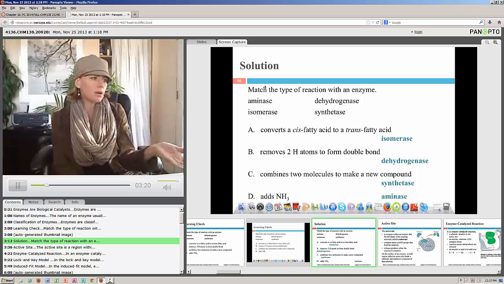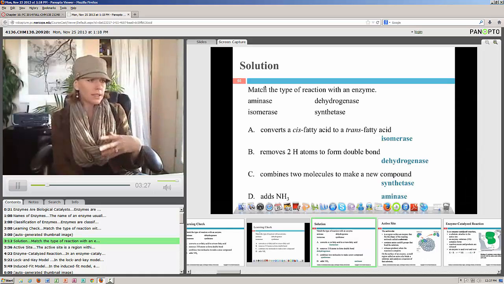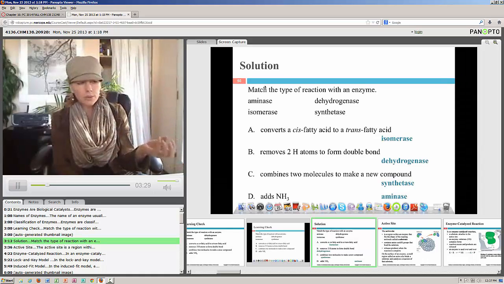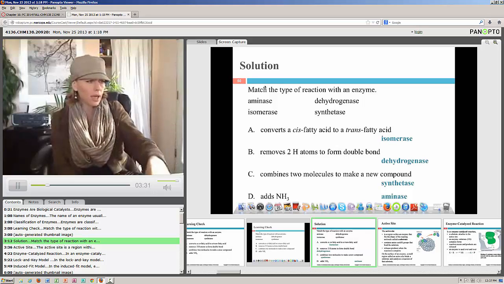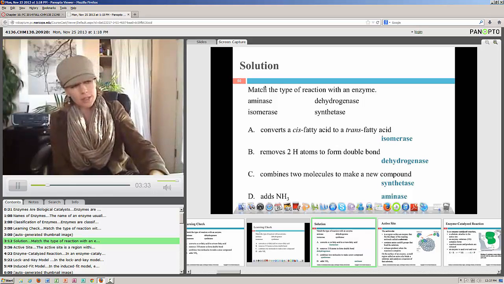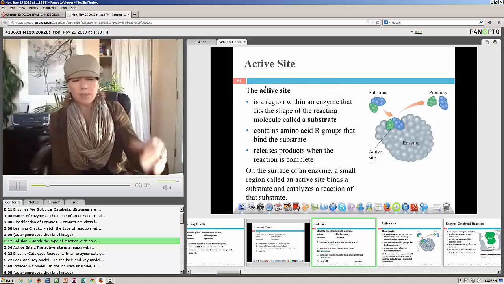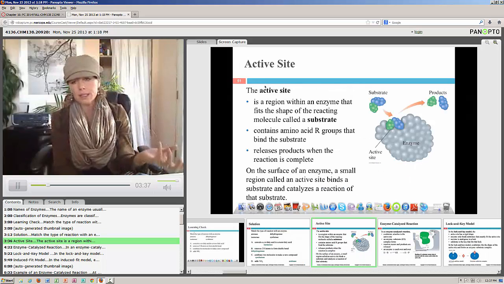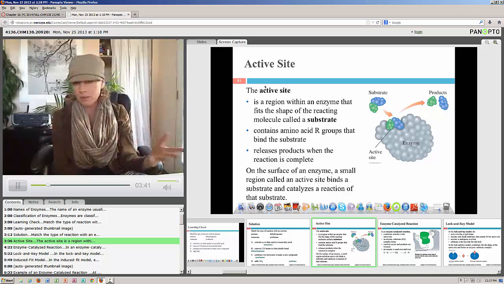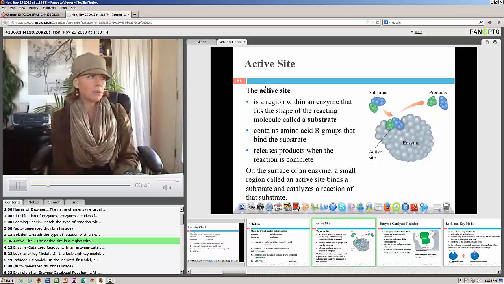And B, it's going to remove hydrogen, so we call it a dehydrogenase. If we have something that combines molecules, we call it a synthetase. And if we add an amine, for instance, it's an aminase. I do not expect you to know all those names again for the final exam. If they're available in the book for the homework, that's different. It's just to get you familiar with some of the more common enzymes that might be present.